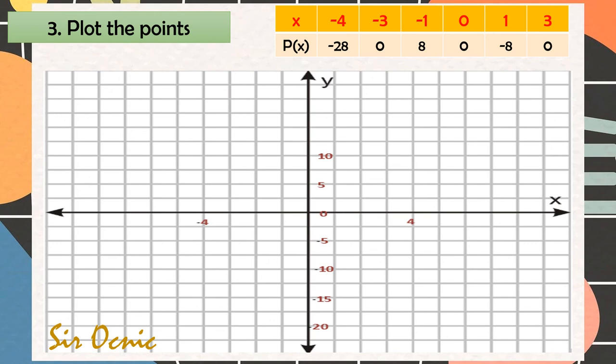We may now plot the points of each ordered pair on a Cartesian coordinate plane. The points will be negative 4, negative 28; negative 3, 0; negative 1, 8; 0, 0; 1, negative 8; and 3, 0.